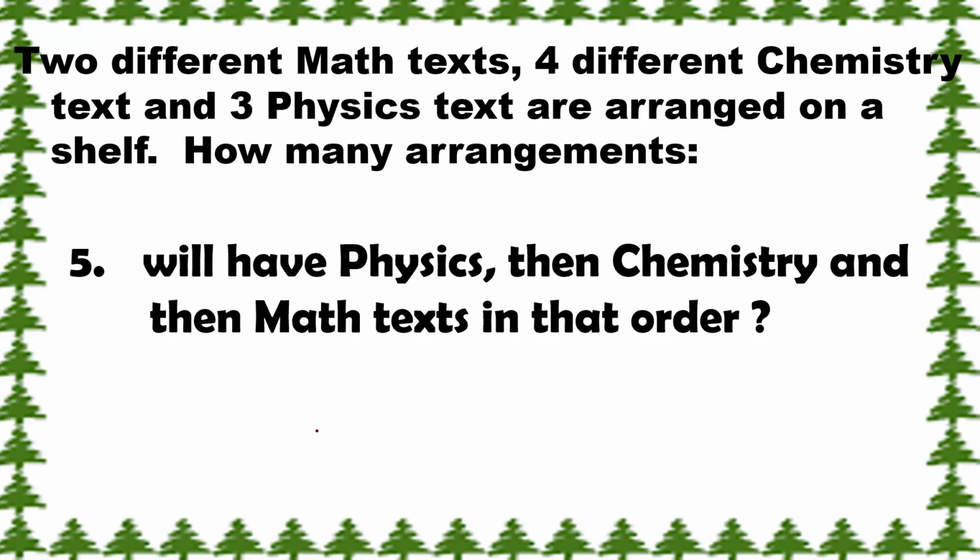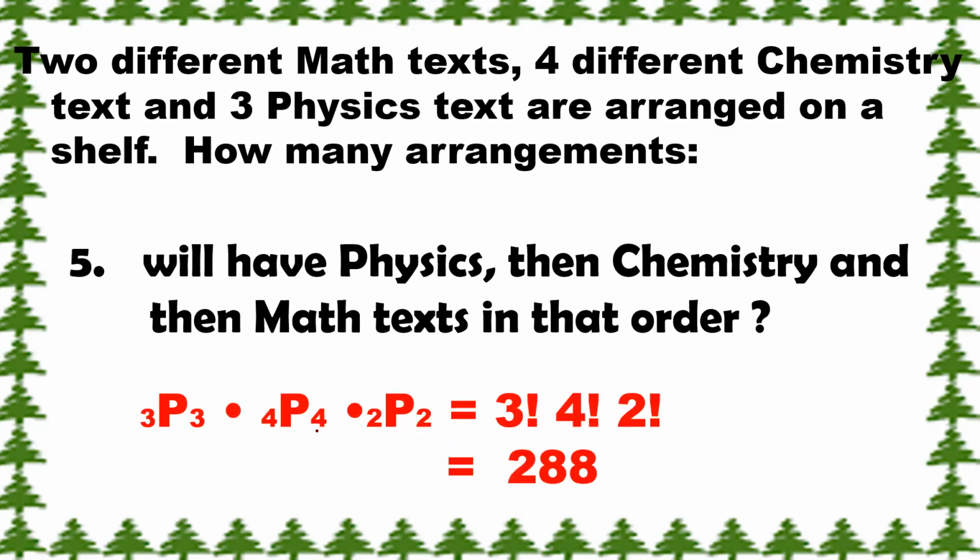We have here 2 different math texts. Ganun pa rin. But we'll have the physics and the chemistry and the math texts in that order. So we'll have permutation of 3 taken 3 at a time, permutation of 4 taken 4 at a time, permutation of 2 taken 2 at a time. Ito yung ginawa natin kanina na physics muna, then chem, then math. Review na lang natin yung mga solutions that we have earlier.